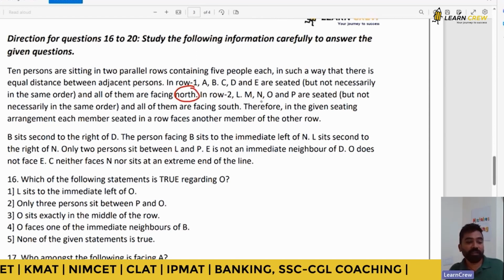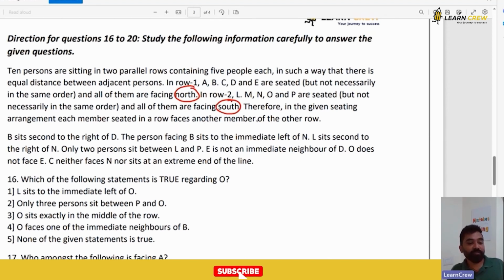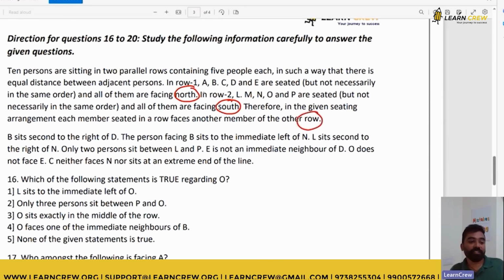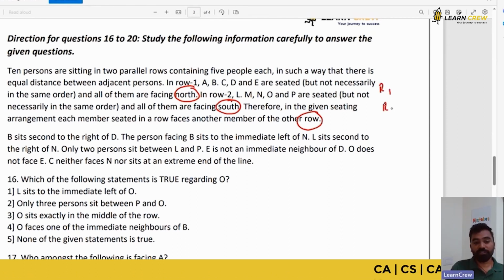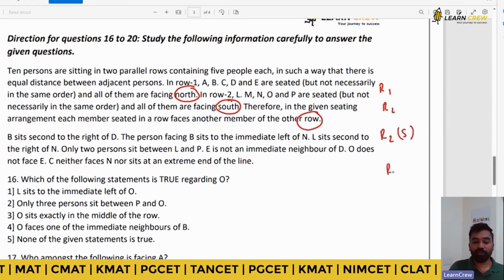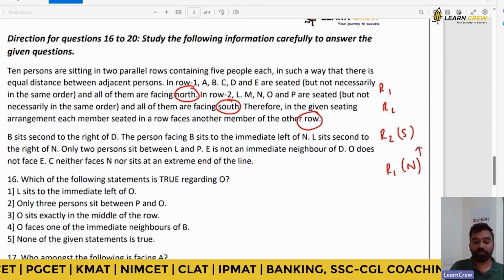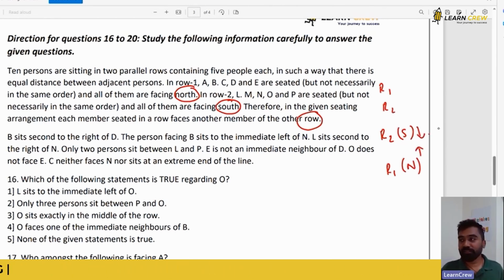In row 2, L, M, N, O, P are seated, but not necessarily in the same order, but all of them are facing south. Therefore, in the given seating arrangement, each member seated in a row faces another member of the other row. Means they are facing opposite to each other. Now, which row should be up and which row should be down? Row 2 is facing south, it should be up, and row 1 is facing north, it should be down. Only then they can be facing opposite to each other. Okay, clear? If this is clear, start analyzing the question and let me know the answer.